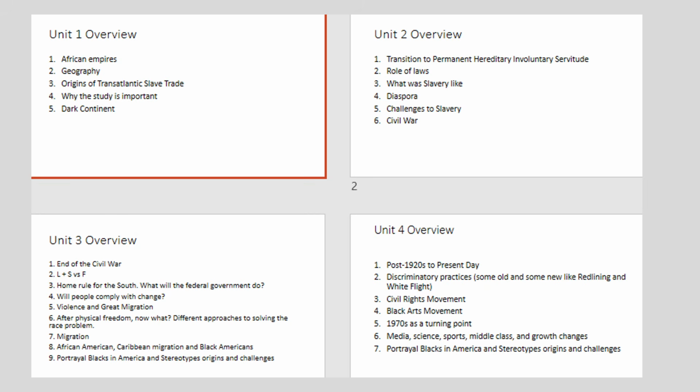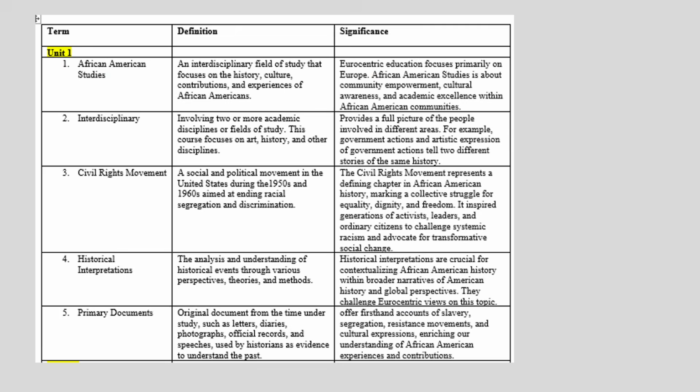So again, Unit 1 is looking at ancient African empires prior to slavery. Unit 2 is the transition with that African diaspora to the laws that eventually lead to permanent involuntary hereditary servitude. Unit 3 is looking at the post-Civil War and how that violence leads to the Great Migration. And then Unit 4 is looking at the Civil Rights Movement.